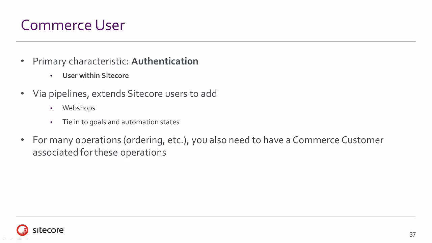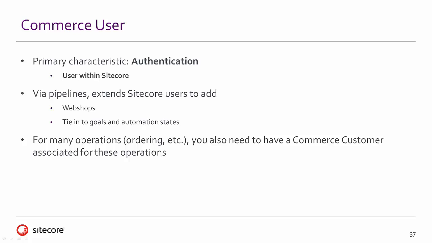So first off, we're going to cover the commerce user. The primary characteristic of a commerce user is scenarios where you need to have authentication. That is really where your solution has users logging in and potentially seeing their order history and things like that. Via pipelines, commerce users extend Sitecore user functionality to add the ability to see what web shops that user has the ability to log into.